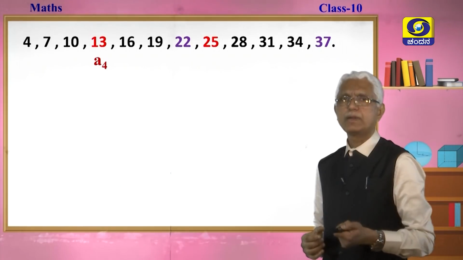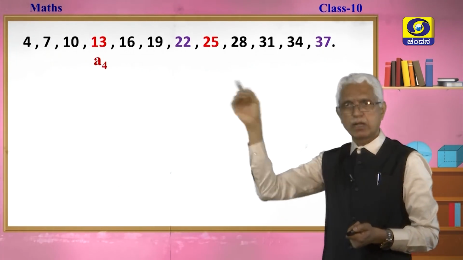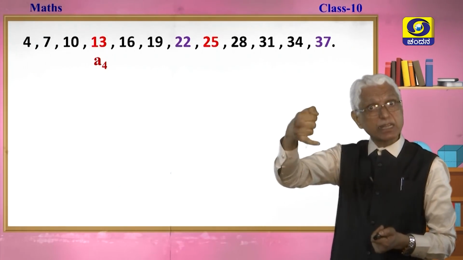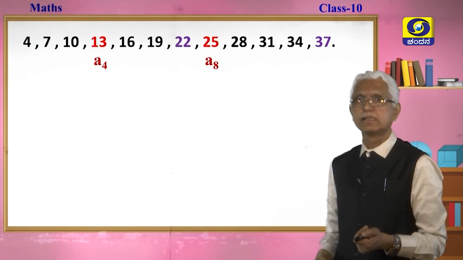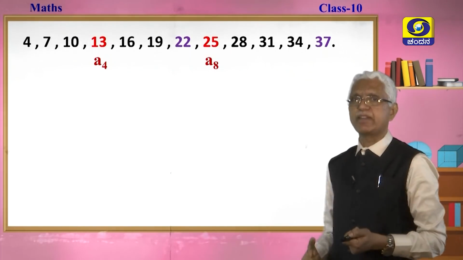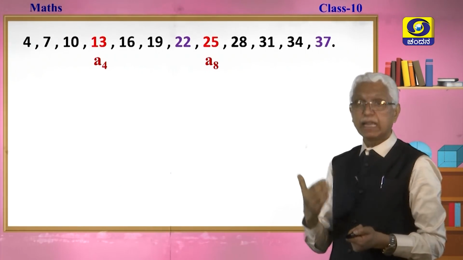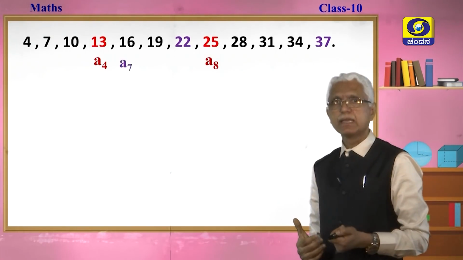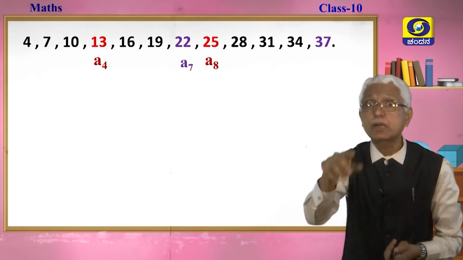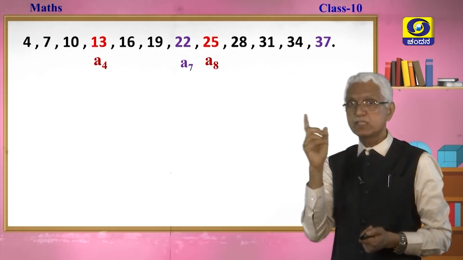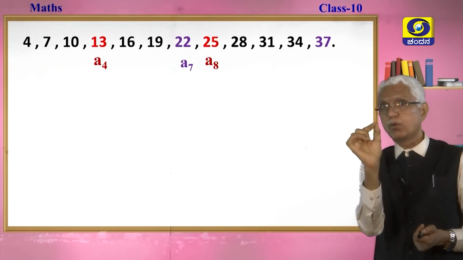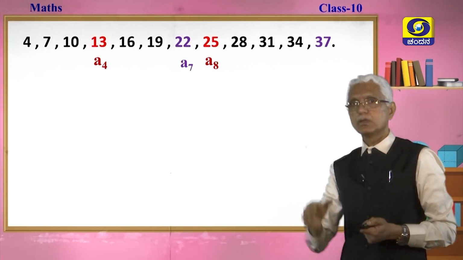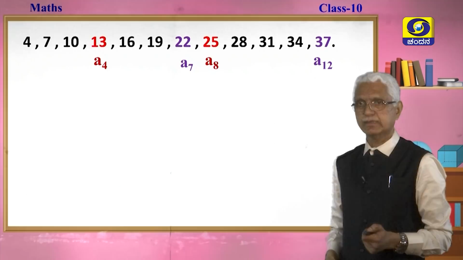One more problem, let us see what is it. They have already given you an AP. In the given AP, the fourth term is 13, A4 is equal to 13, and the eighth term is 25. Let us see what is the condition they are going to impose. And the seventh term is 22. Please look at the numbers, fourth term is 13, seventh term is 22, 12th term is 37.